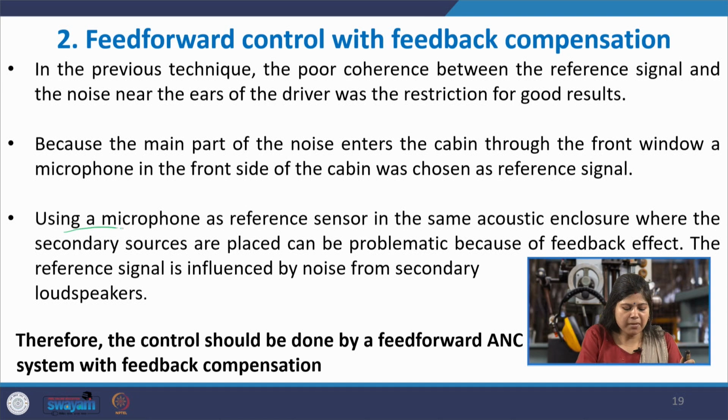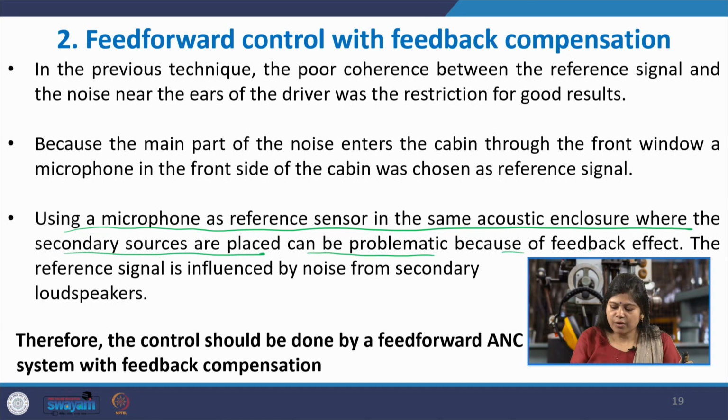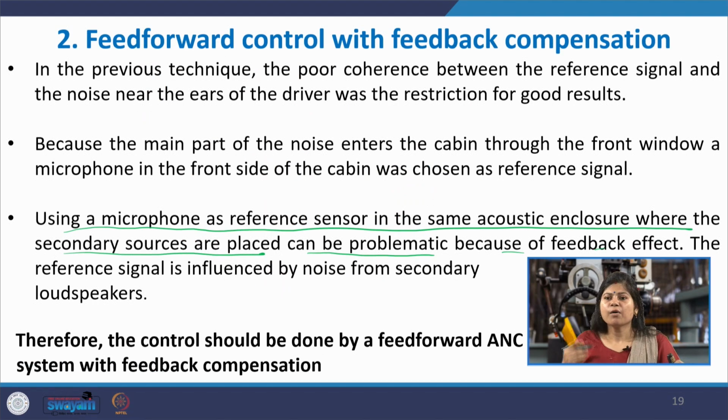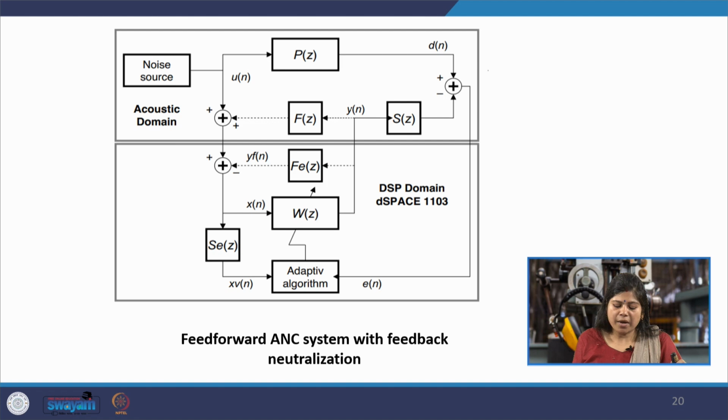So, here using a microphone as reference sensor in the same acoustic enclosure where the secondary sources are placed became problematic because of feedback effect. Anyways, this shows the feed forward ANC system with feedback neutralization, because what they found was that wherever they were measuring the reference signal, they had an acoustic enclosure, and that was distorting their result, and that is why some compensation had to be made in order to make the results better.